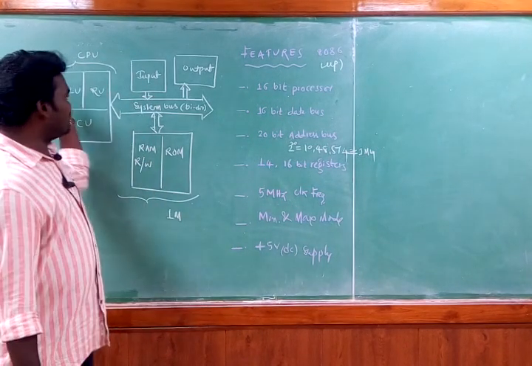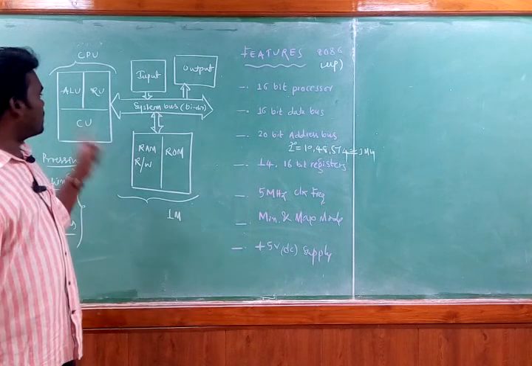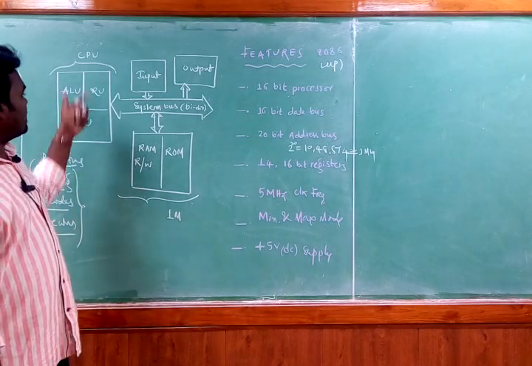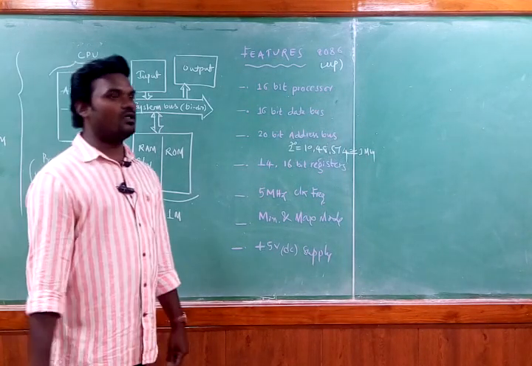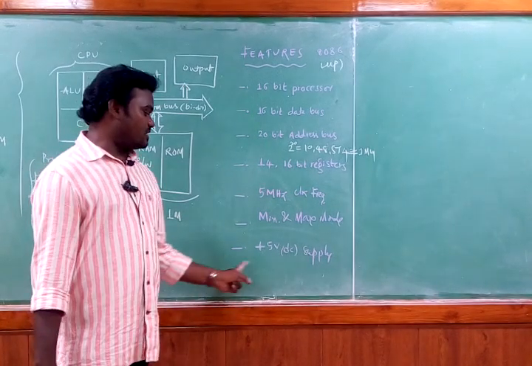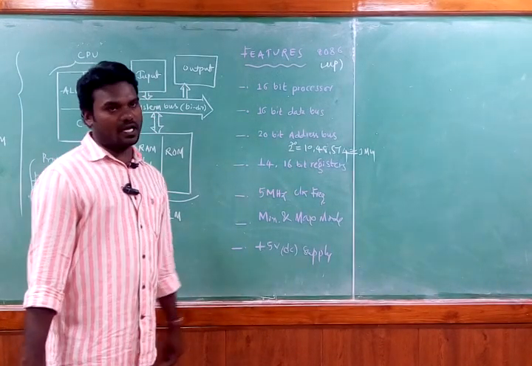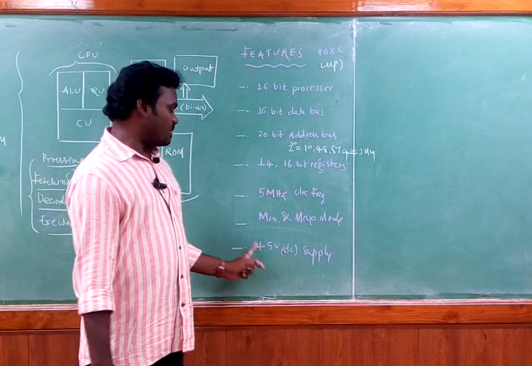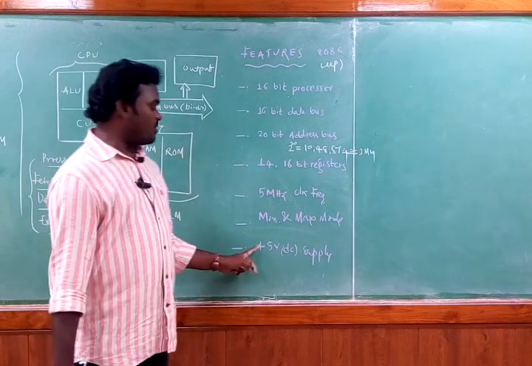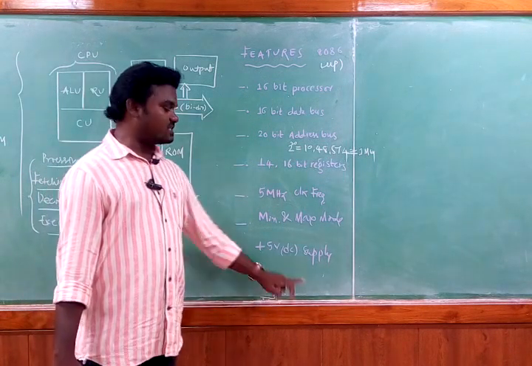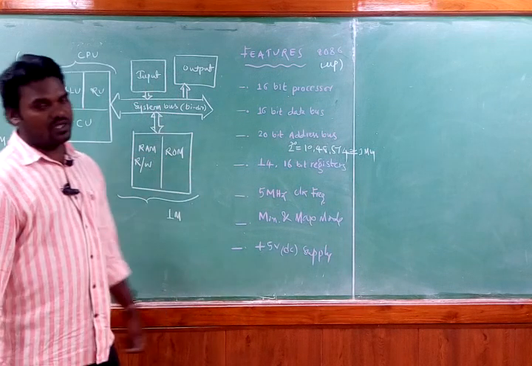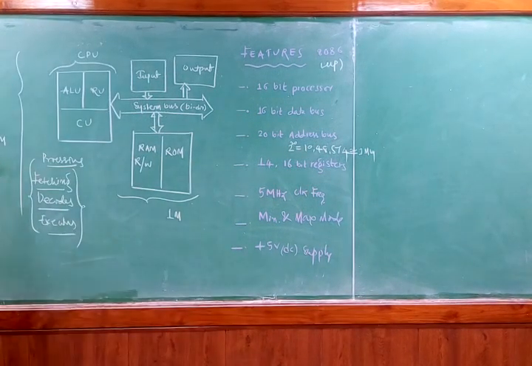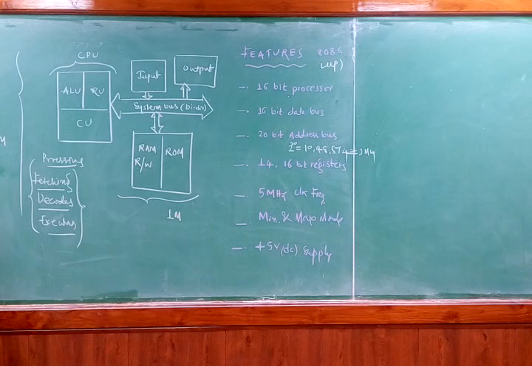And we know that this microprocessor is available in the form of an integrated circuit. The operating voltage, or biasing voltage, of that particular IC is about plus 5 volts DC supply. With this we can close this session, and in tomorrow's class we will discuss the architecture of the 8086 microprocessor. Thank you.